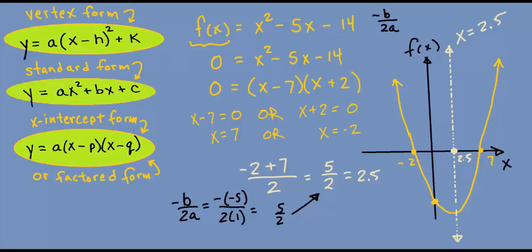So that is x-intercept or factored form of a quadratic, and that completes our overview of quadratics and parabolas and the three forms that you could see them in, and what you can tell about the parabola by looking at the numbers in these different forms.